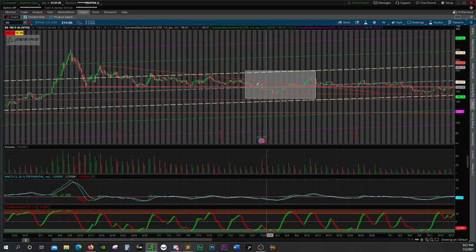Here, if you see, BA did the exact same thing. Broke through resistance, popped back up, and then went sideways for a little while. And this is why I say buy time. I think it's very important to buy time on something like this.